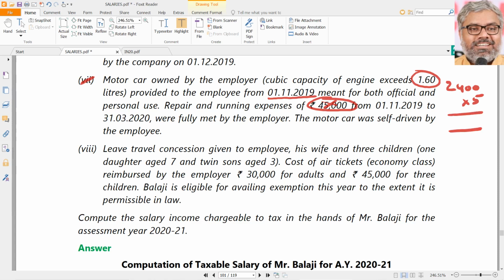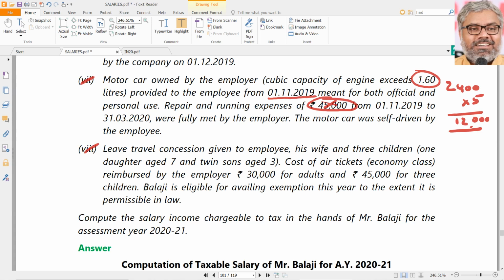That will be the taxable amount directly for the value of perquisite. That comes to 12,000 rupees. That's it. That is the taxable value of car perquisite. Motor car was self-driven, very good. No chauffeur and all, nothing to be added.